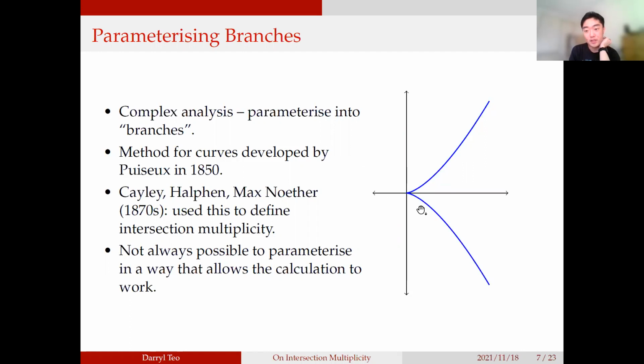Now, the methods for parameterization were developed by Puiseux in 1850 and later used by Cayley, Halphen, and Max Noether to define intersection multiplicity. Now, this method is very geometric because you can actually see what exactly a branch is. The problem is that it's not always possible to parameterize it in a way that allows its calculation to work.